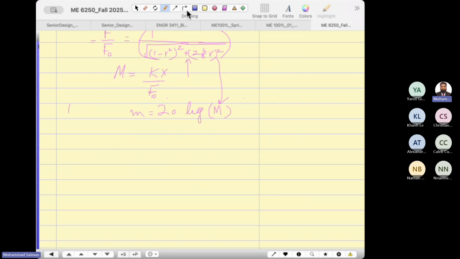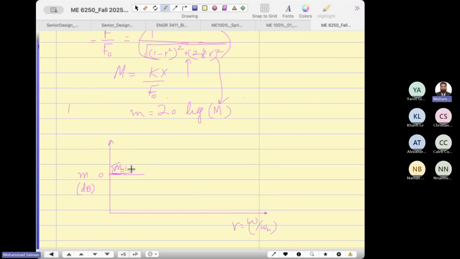On my x-axis is the frequency ratio r, and the y-axis is my M, the decibel of the magnitude. So 0 means the magnitude equals 1.